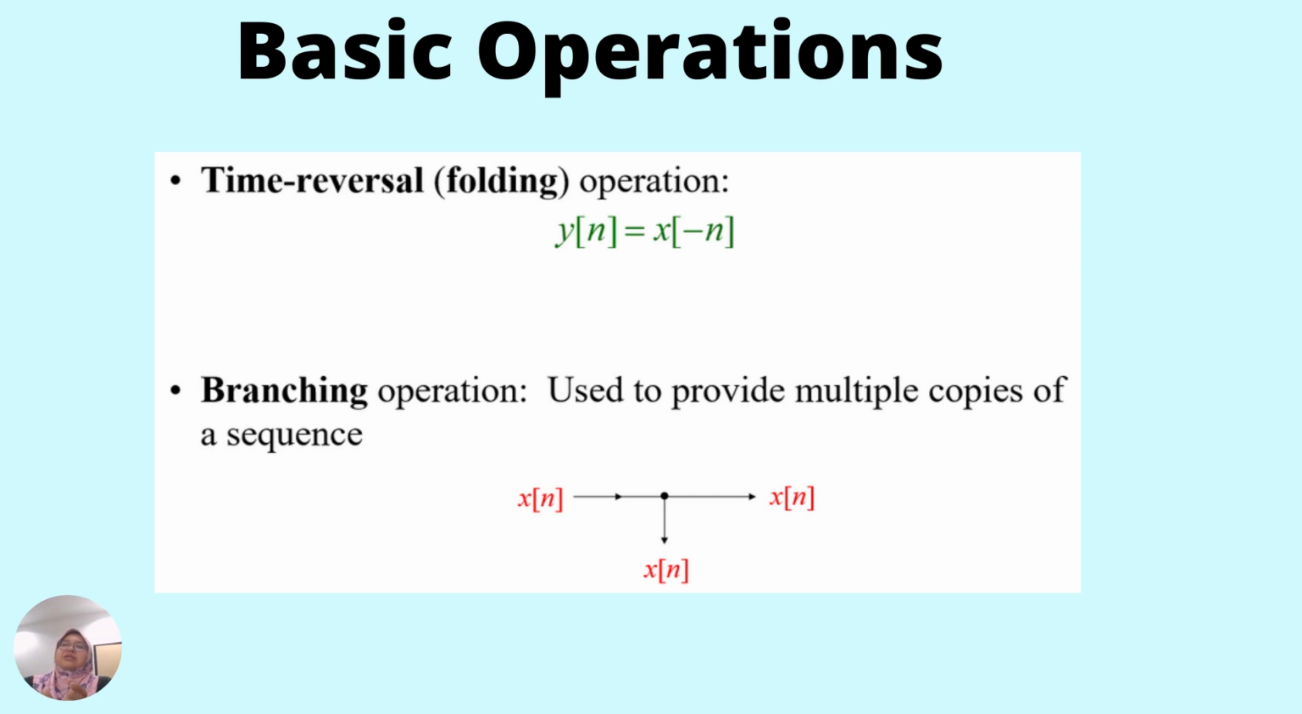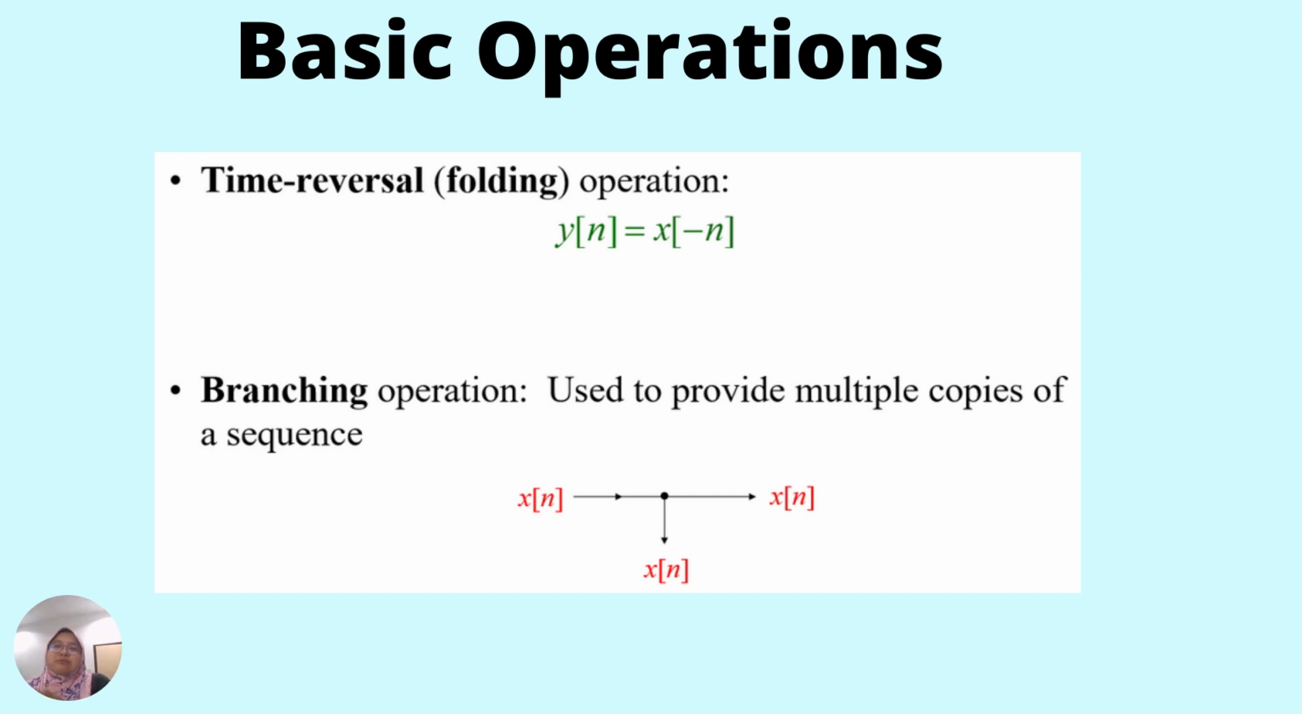Okay, and then there's the branching operation. The branching operation basically copies the signal that goes into the node. So it means that if x[n] goes into a node, or goes into a branch, it branches out. It becomes copies.